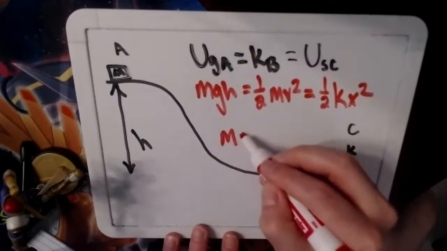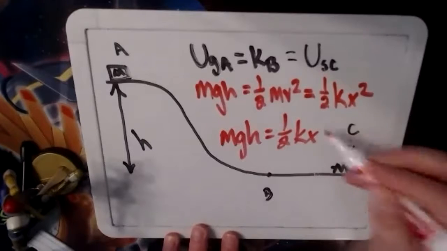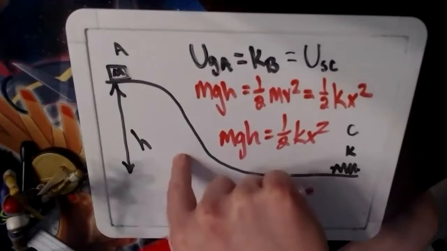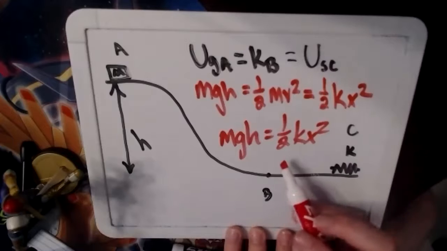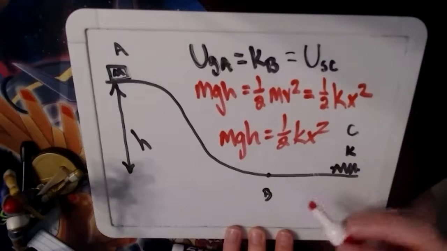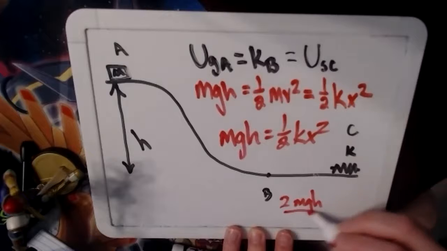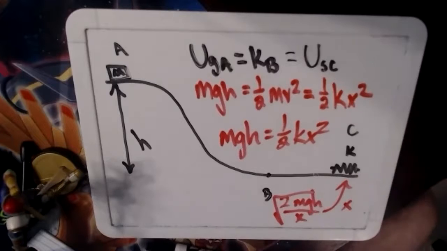Okay, so I would just say mgh is equal to 1/2 kx squared, noting that we know what the k is and we know what the m is and we know what the height is, and gravity is a constant on planet Earth. We use 10 in my class, but you can use whatever you want. You just do this, the compression of the spring would be the square root of 2mgh over k, and that would tell me x.